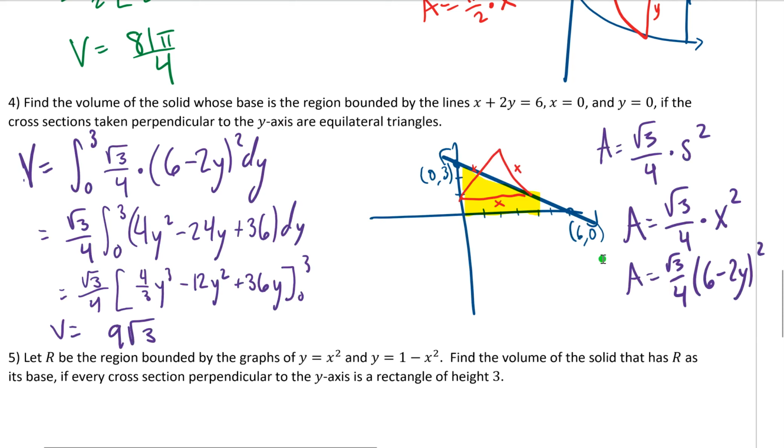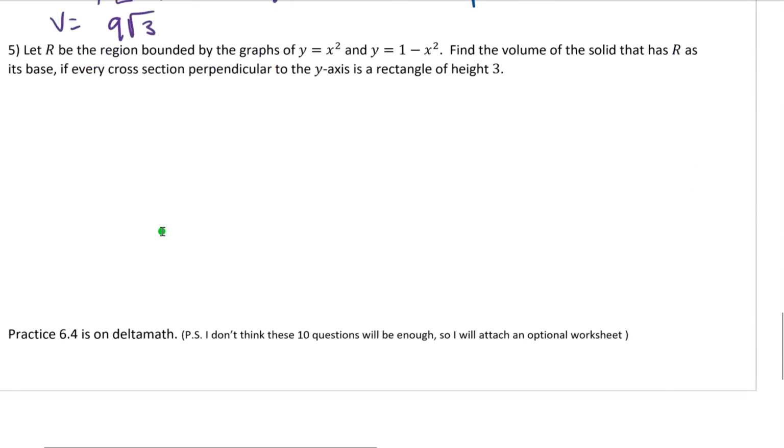All right, so this is how I did it. I said, well, this is in the x direction, so my equilateral triangle will all have x's. You could have also just solved for the x and had an equation, which is 6 minus 2y. That would have been fine too. And said 6 minus 2y is this function, so that's clearly the side length of that. Anyway, I got 9 square root of 3. I thought it was fun.